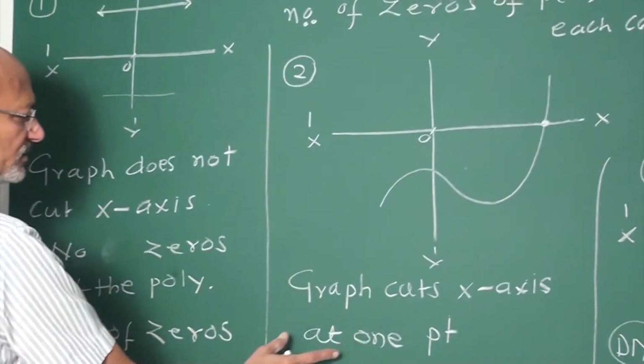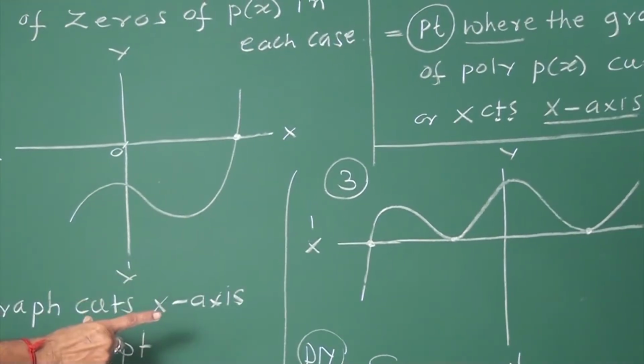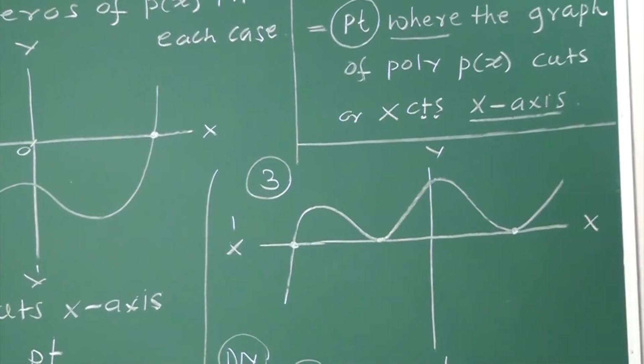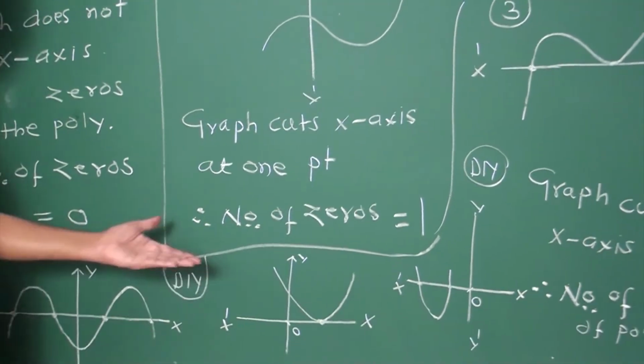Cuts at one point, number of zeros 1. Cuts and touches at how many points? 3 points. Number of zeros is 3. My friends, these are just the graphs. Just write them at home.